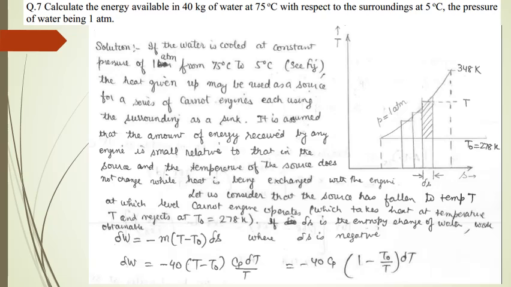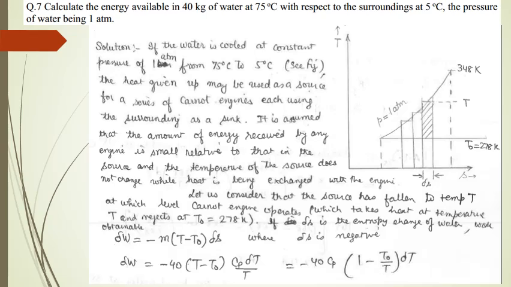It is assumed that the amount of energy received by any engine is small relative to that in the source, and the temperature of the source does not change while heat is being exchanged with the engine. So let us consider that the source has fallen to a temperature T, at which level a Carnot engine operates, which takes heat at temperature T and rejects at T0, which is equal to 278 Kelvin. If del S is the entropy change of water, work obtainable will be minus m into T minus T0 into del S, where del S is negative.